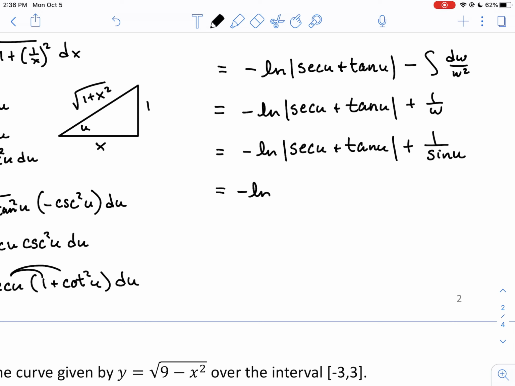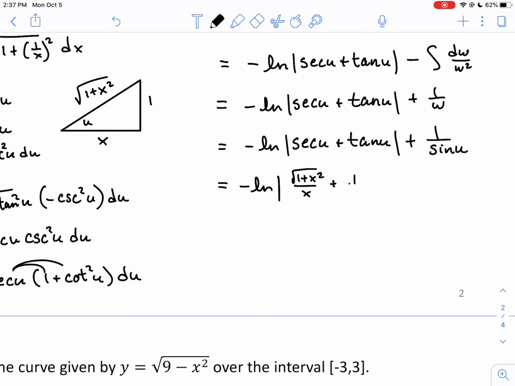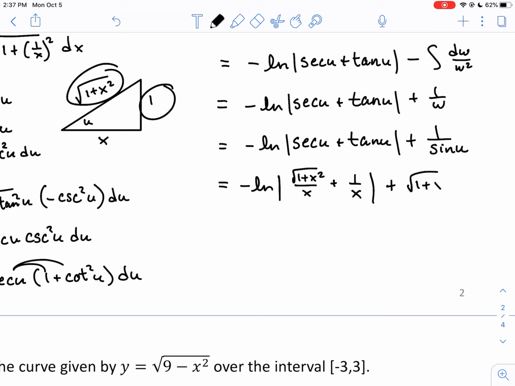Okay, so we have negative natural log. The secant of u is reciprocal of cosine, so it's hypotenuse over adjacent. The tangent of u is 1 over x, plus, and then the sine of u is 1 over the radical 1 plus x squared, but I want to reciprocate that. So it's just going to wind up being plus the square root of 1 plus x squared.